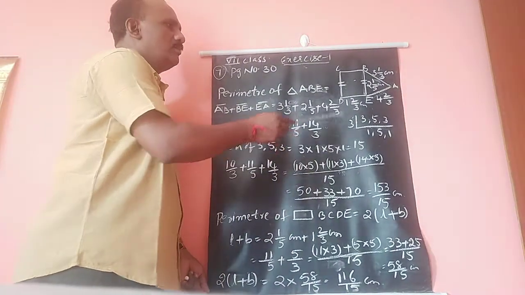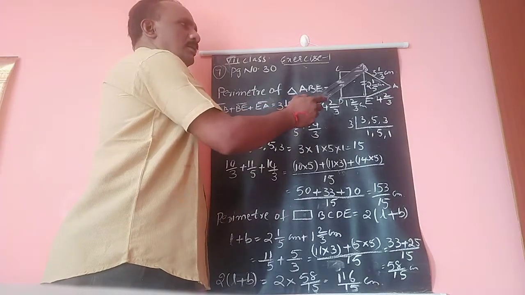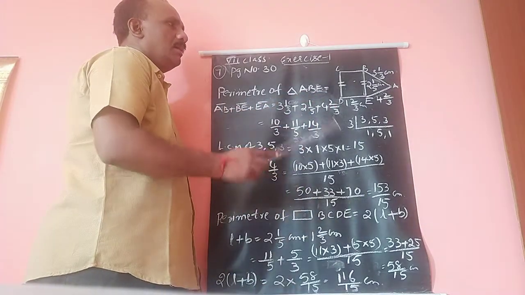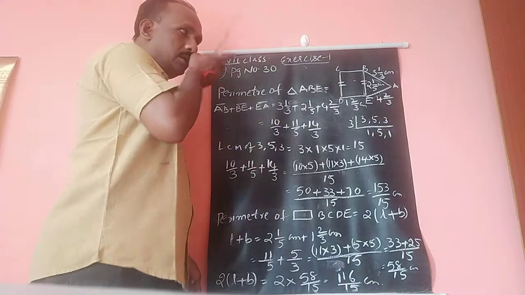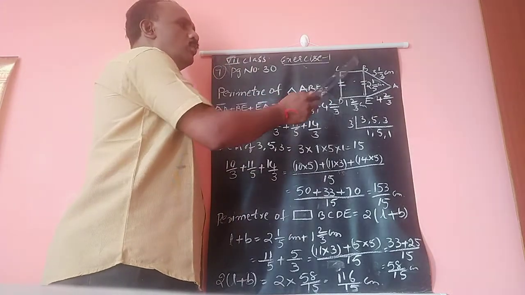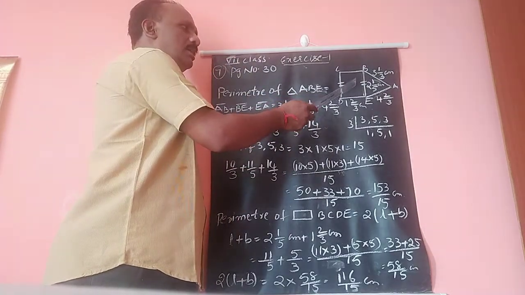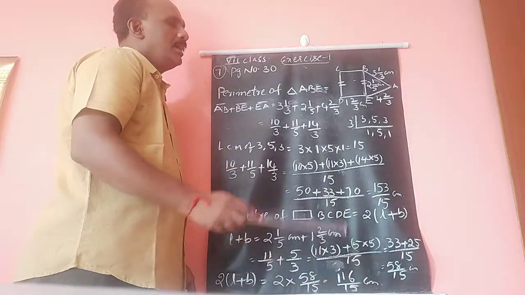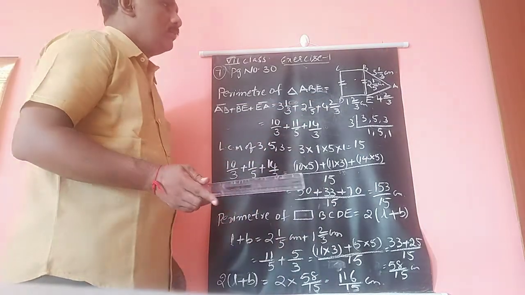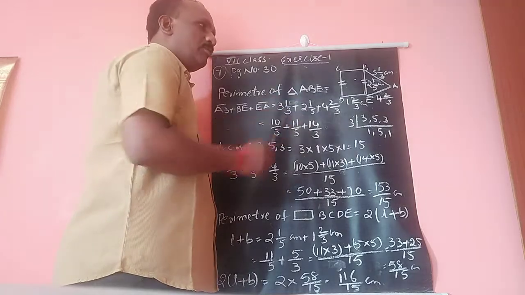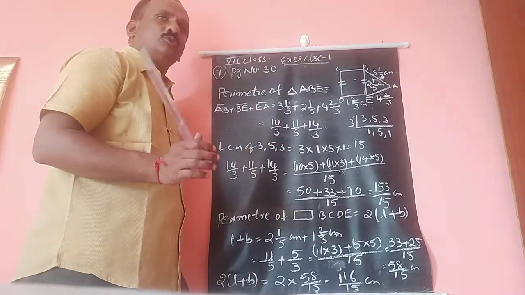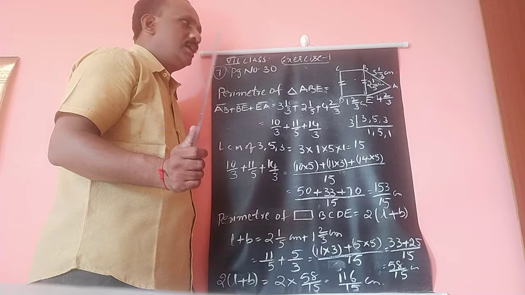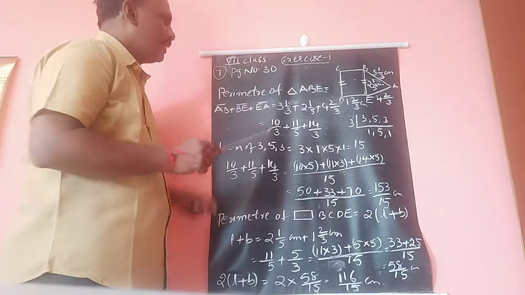Children, what do you have to find out? Find the perimeters of both the triangle and the rectangle, and also which perimeter is more, either the rectangle or the triangle, and what is the difference. Once you read that problem from your textbook, the textbook is a must. Without the textbook we can't move on, children.